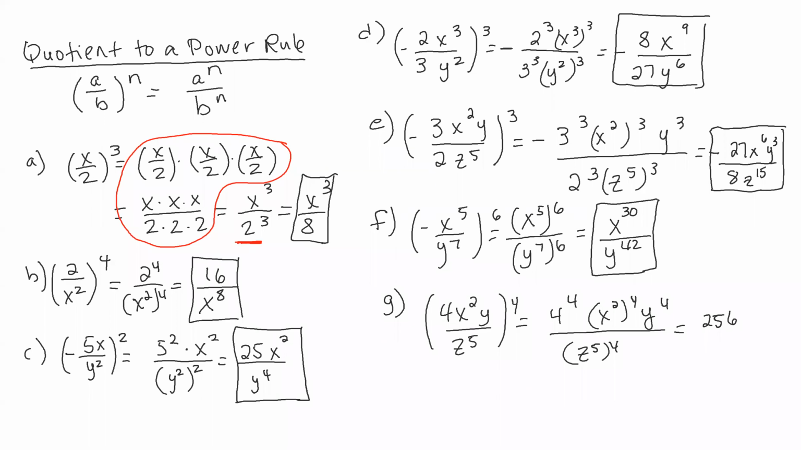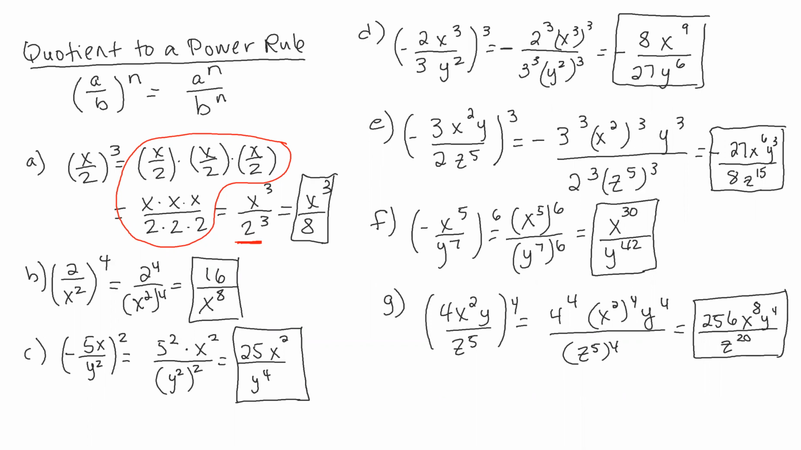X squared to the fourth power is going to be x to the 2 times 4 power, or x to the 8th. Y to the fourth is just plain old y to the fourth. And then z to the fifth raised to the fourth power is going to be z to the 5 times 4, or z to the 20th power. And that's it. Kind of fun.